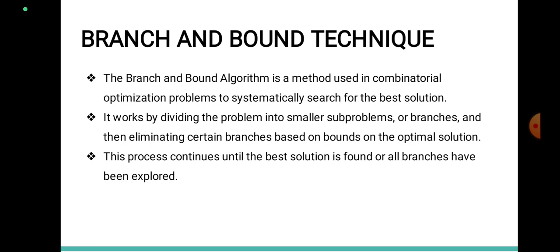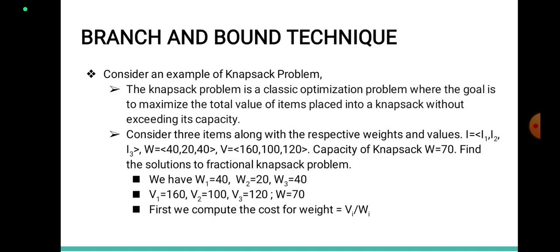The next approach is the branch and bound technique. It is a method used in combinatorial optimization problems which systematically searches for the best solution. We divide the problem into smaller subproblems or branches and then eliminate certain branches based on the bounds on the optimal solution. So we will have certain bounds by which we can eliminate certain branches. This process will be continued until the best solution is found or we have explored all the branches. One example for the branch and bound technique is the knapsack problem.